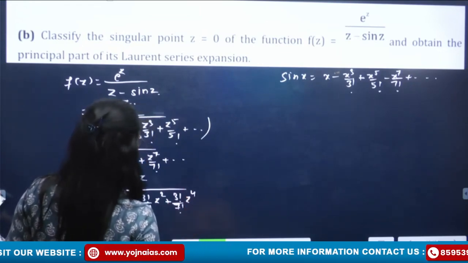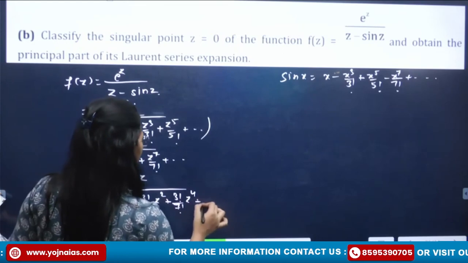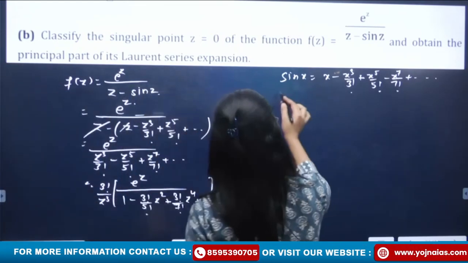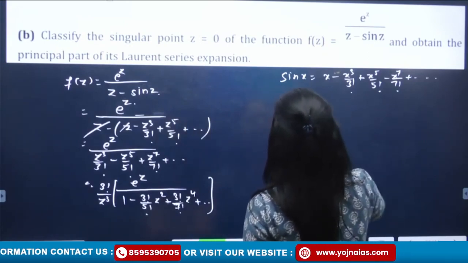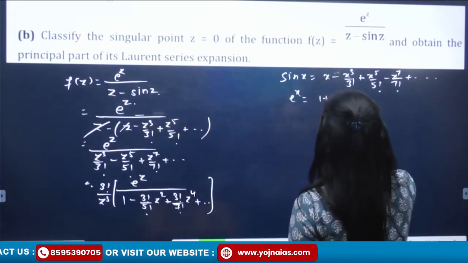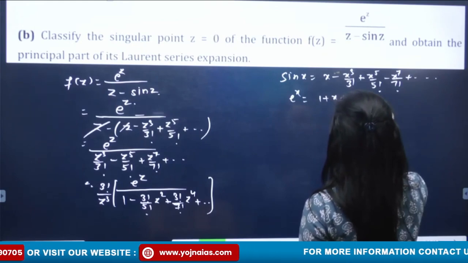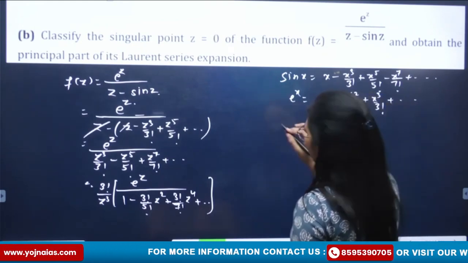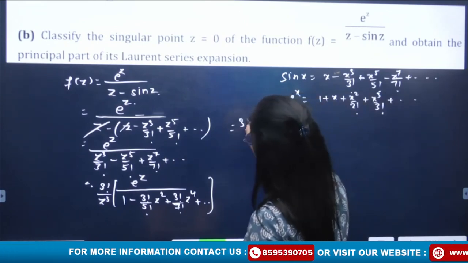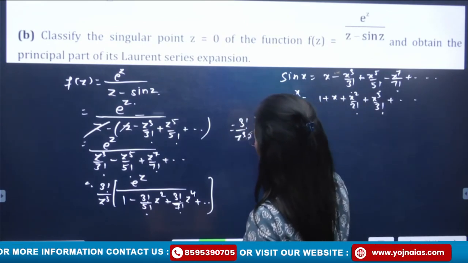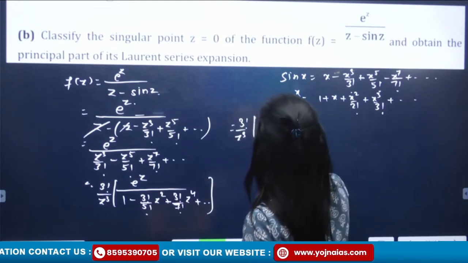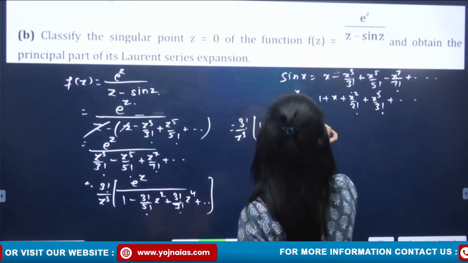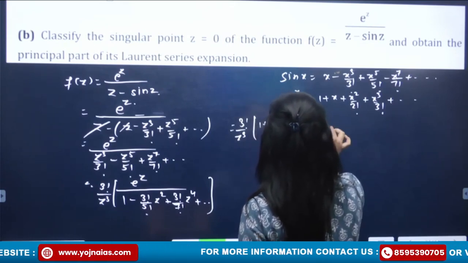And this way we will write the expansion of both e^z. What is the expansion of e raised to power x? 1 plus x plus x square by 2 factorial and so on. So let's write these expansions. This is going to be 3 factorial by z cube. And the expansion of e raised to power z is 1 plus z plus z square by 2 factorial plus z cube by 3 factorial and so on.